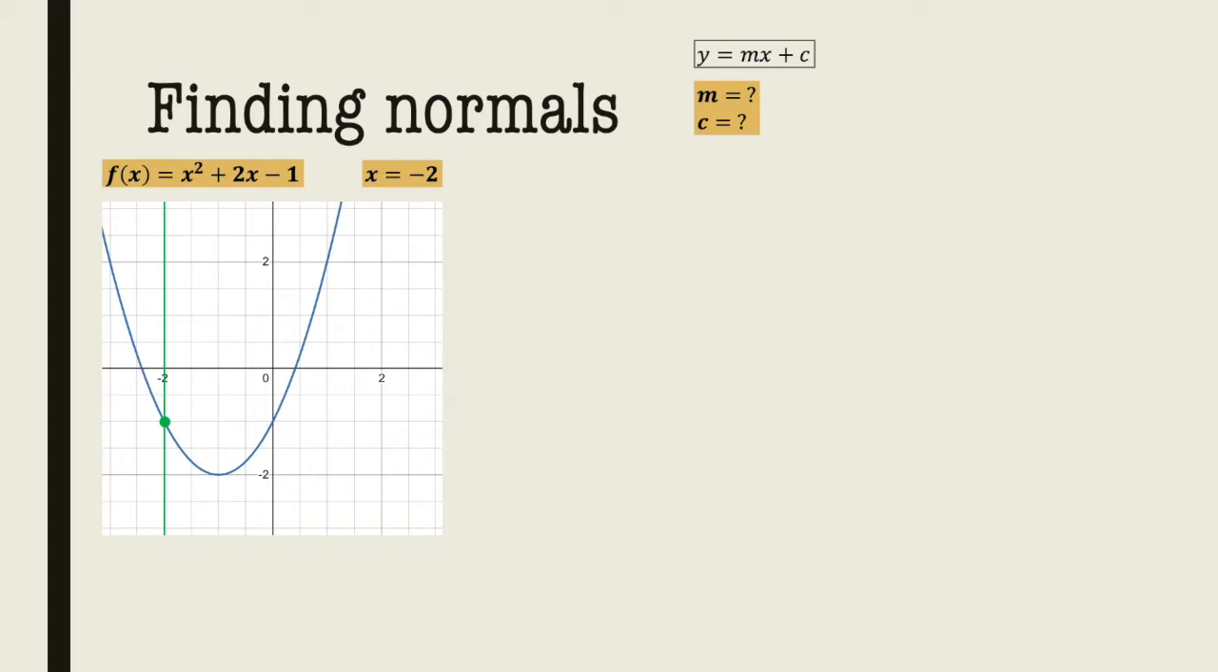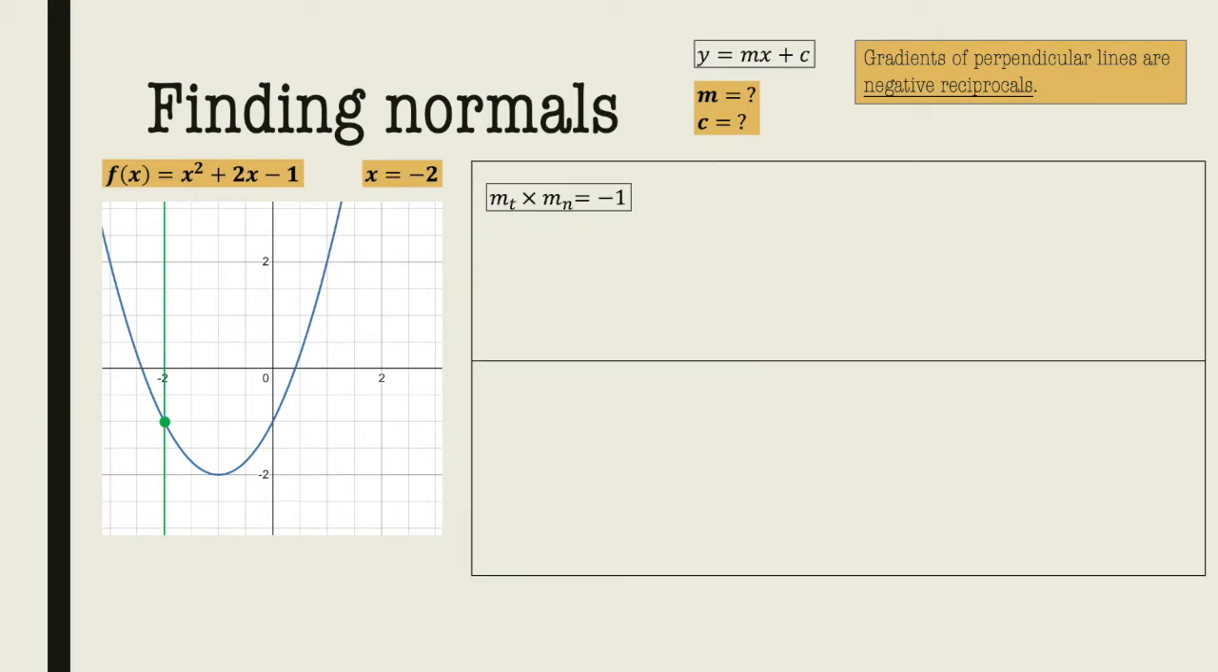To find the gradient of a normal, you must recall one important fact. Gradients of perpendicular lines are negative reciprocals. In other words, if you multiply the gradients of two perpendicular lines, they will equal negative 1. Thus, the tangent's gradient multiplied by the normal's gradient will result in negative 1. We can rearrange the formula and get that the gradient of the normal equals negative 1 divided by the gradient of the tangent.